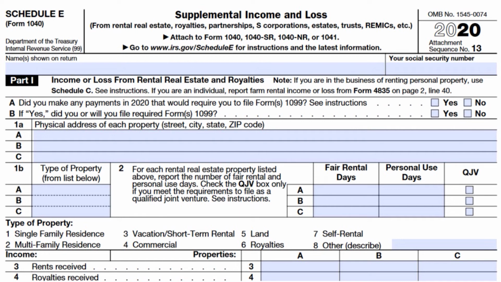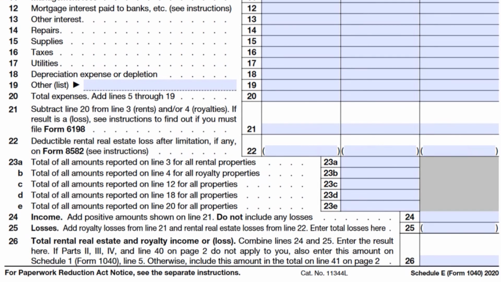Line 4, you want to include royalty received. Again, you have to do this for each property, A, B, C. If you have more, you have to attach a separate piece of information. So for the expenses, advertising all the way to depreciation, I just went through that.